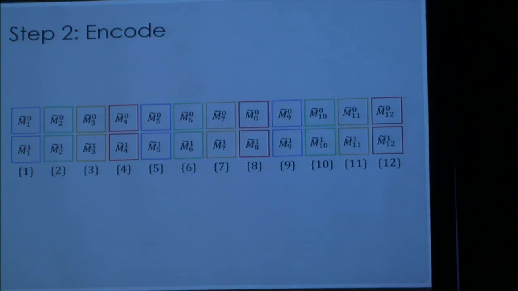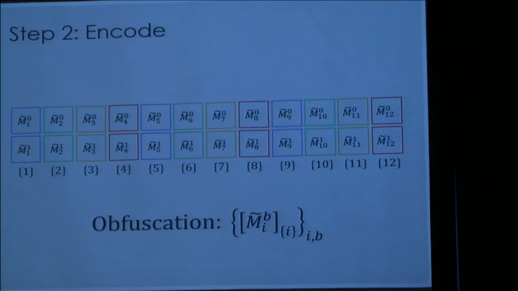OK, so now we take our randomized matrices and we're going to encode them with the multilinear map. So our universe set is going to contain all the integers from 1 to 12. And in the level I, we're going to encode both matrices, entry by entry, under the control set that contains a single integer I. So now the obfuscation simply consists of all of these encodings.